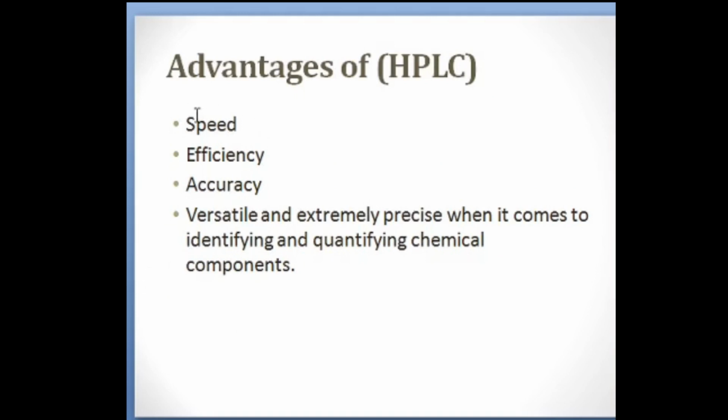Now what are the advantages of HPLC? Number one, the speed, then its efficiency and accuracy. It is versatile, and it is extremely precise when it comes to identifying or quantifying chemical components. However, HPLC also has some drawbacks. It is very complex, and the most important drawback is the cost. It is very costly compared to the other forms of chromatography.